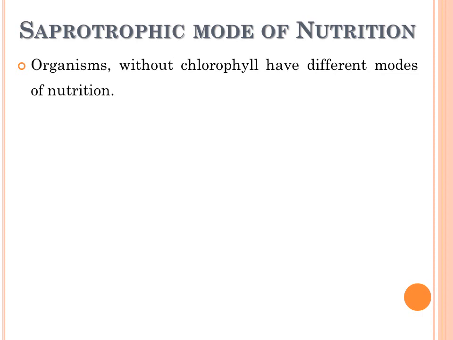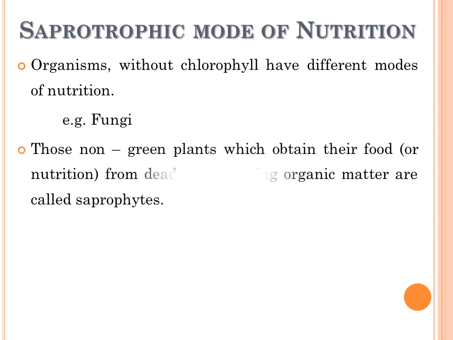Saprotrophic mode of nutrition. This is another mode of nutrition, like heterotrophic mode of nutrition. Organisms without chlorophyll have different modes of nutrition, as we have discussed. Heterotrophic mode, and the other one is saprotrophic mode of nutrition. An example is fungi for this saprotrophic mode of nutrition. For the fungi, the mode of nutrition is absolutely different.